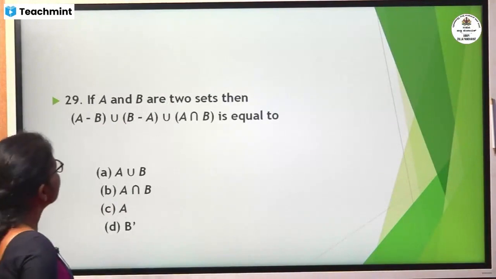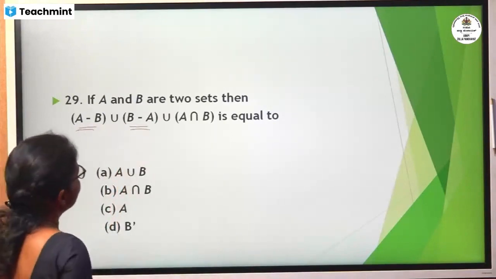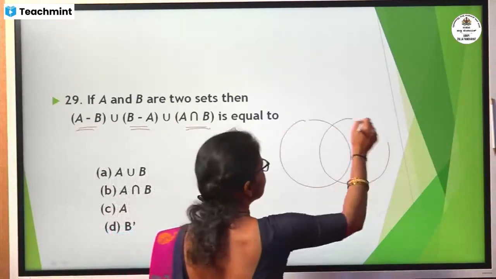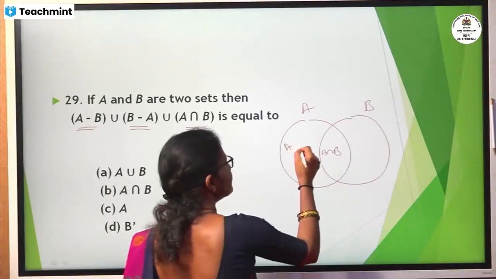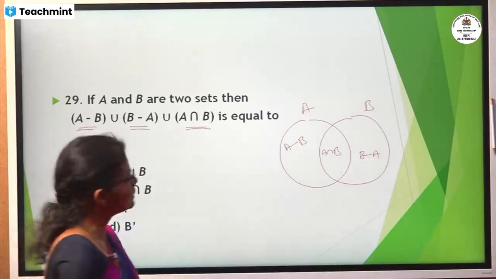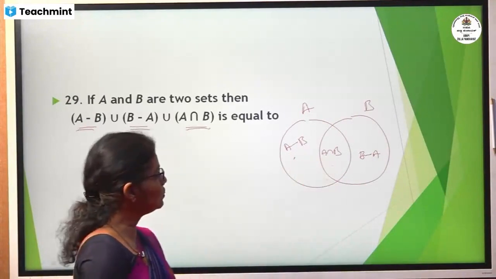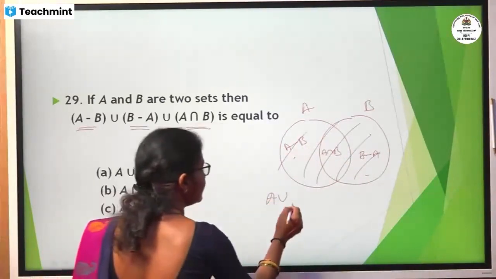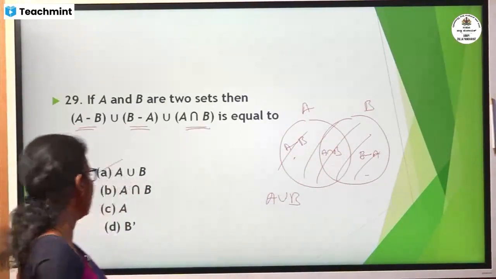Next question. A and B are 2 sets. Then A minus B, union B minus A, union A intersection B. Now, if we consider the Venn diagram, A and B, this is A intersection B, and this is A minus B, and this region is B minus A. Now, if we take the union of all the 3, that means this full region, that is A union B. If you check with the options, option A holds good.